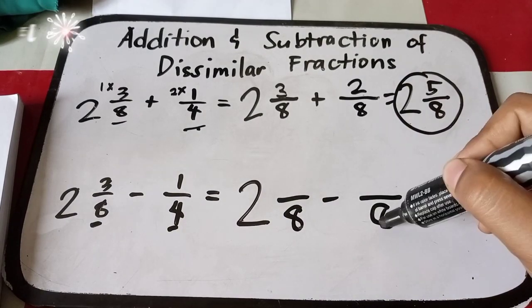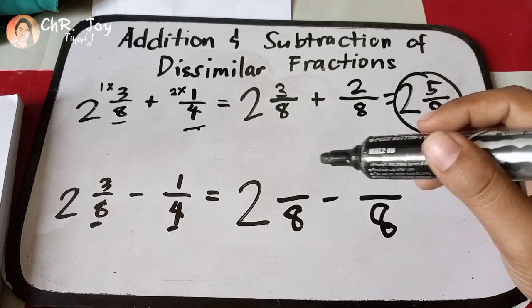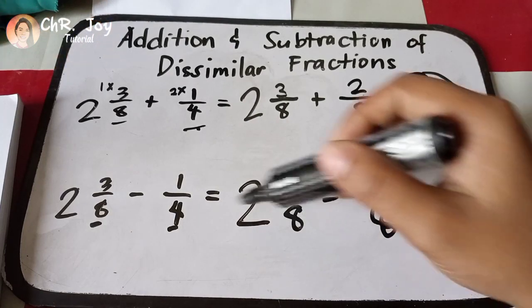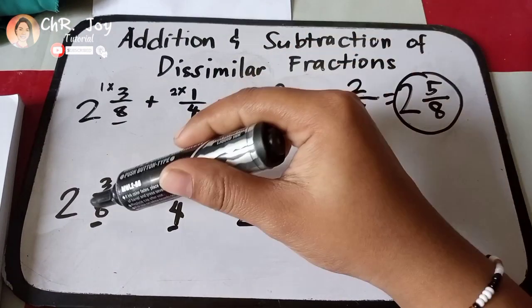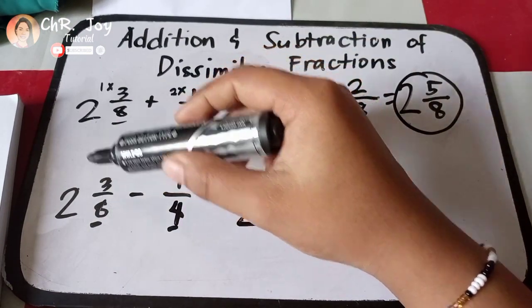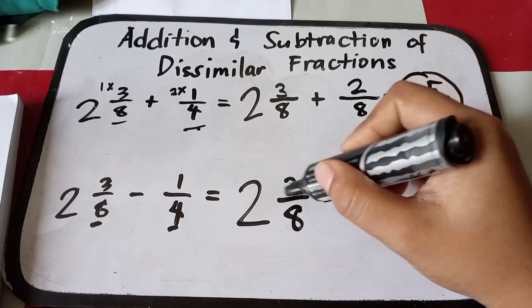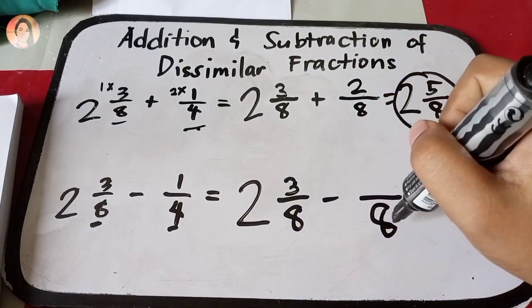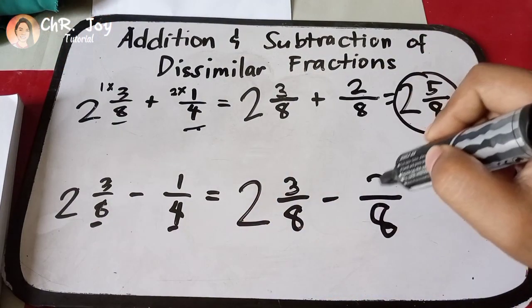So, we're going to write 8 here. And we're going to divide both denominators. So, 8 divided by 8 is equal to 1 times 3, so we have 3. And then, 8 divided by 4 is 2 and 2 times 1 is equal to 2.